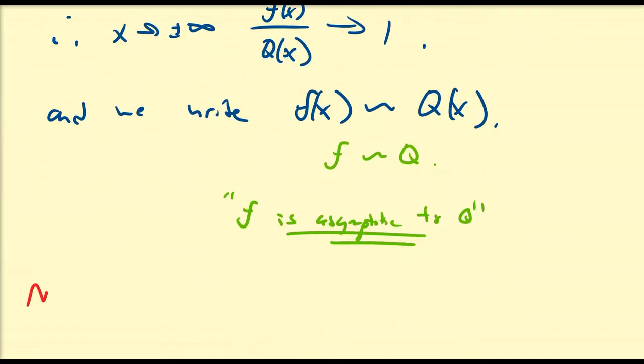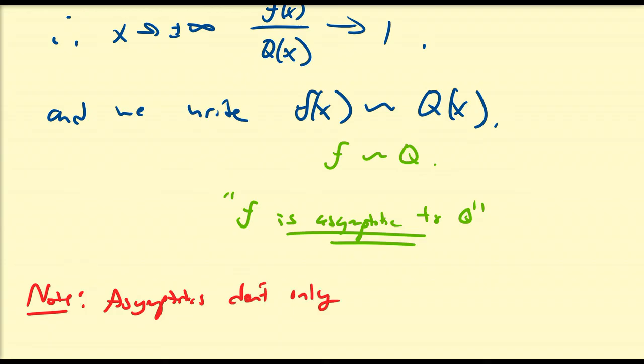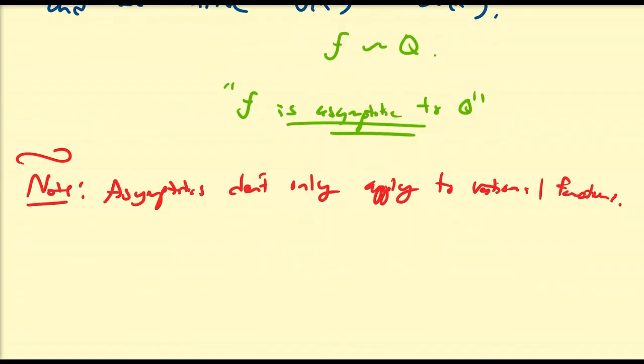Now it's very important to note that asymptotics don't only apply to rational functions. This is very important. A lot of functions actually do have asymptotic expansions that are really useful for evaluating the function at really large numbers. An example of this, which we'll investigate in, say, differential or limit calculus, is Stirling's formula.